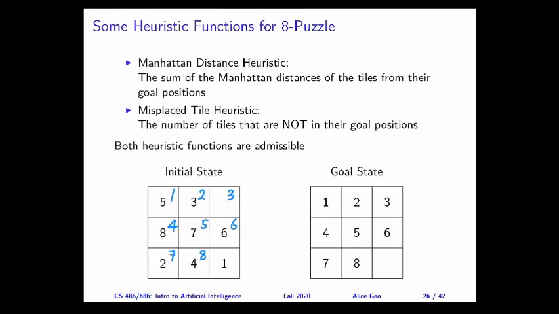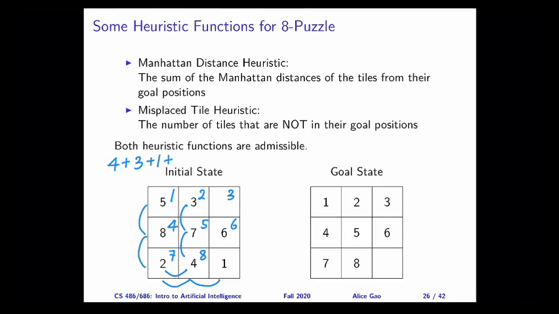Let's calculate the heuristic value together. I have labeled each tile with its goal position so that we can visualize the distance between the current position and the goal position. For tile 1, the distance is 1, 2, 3, and 4. For tile 2, the distance is 1, 2, and 3. Let's keep going. For tile 3, the distance is 1.